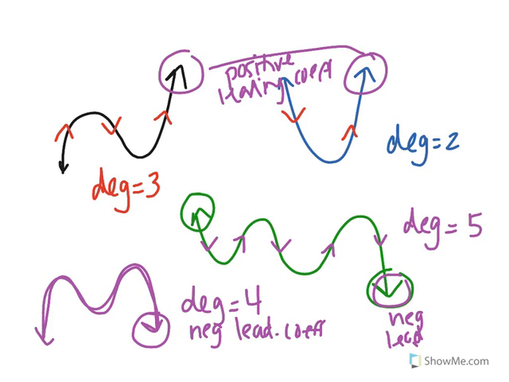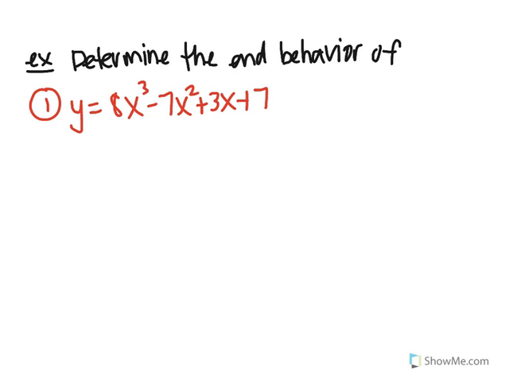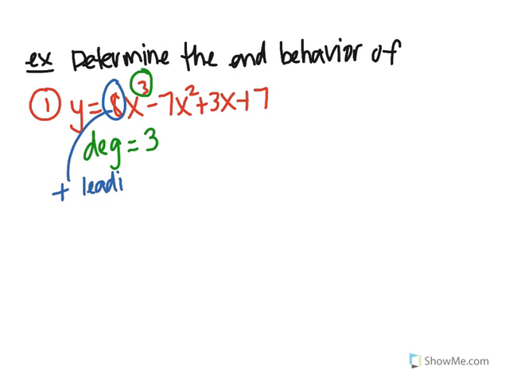Okay, so now for an example. I want you to determine the end behavior of this polynomial, 8x cubed minus 7x squared plus 3x plus 7. The first thing you need to know is the degree, because that's going to tell you how to draw it. And we're going to do this all without a calculator. So the degree is 3. We also notice that the leading coefficient is positive. So I'm going to put positive leading coefficient.